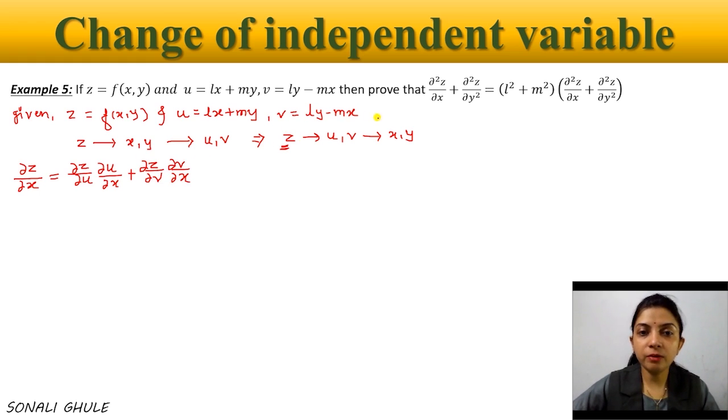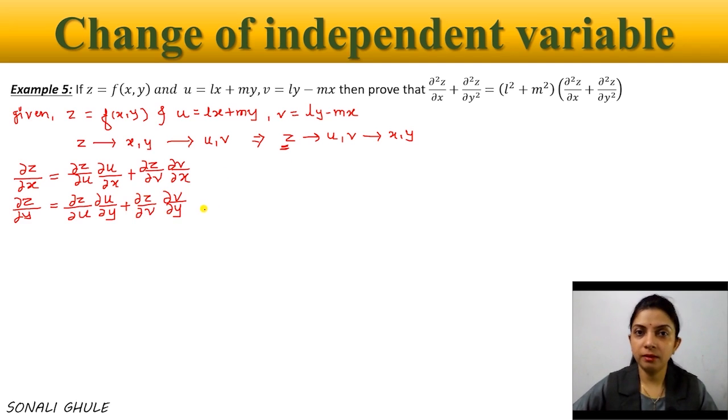Similarly, I can write the derivative of z with respect to y by using the same chain rule. ∂z/∂y is equal to ∂z/∂u times ∂u/∂y, plus ∂z/∂v times ∂v/∂y. Okay, so here we got the chain rule. Let's say this is equation 1, this is equation 2.